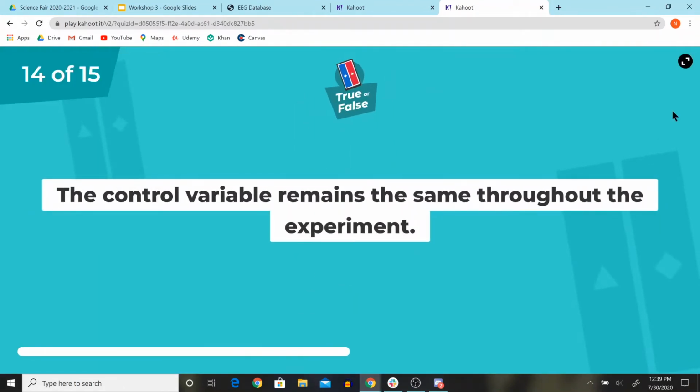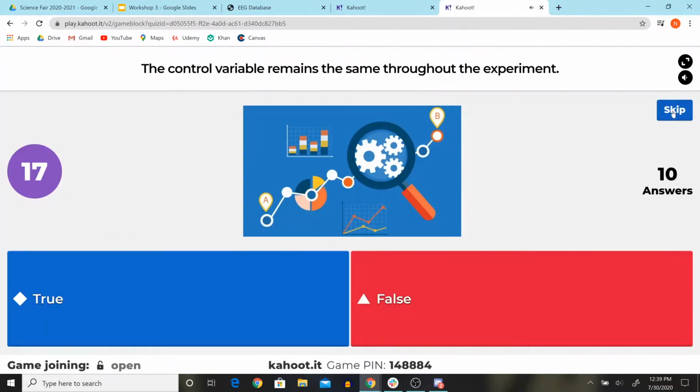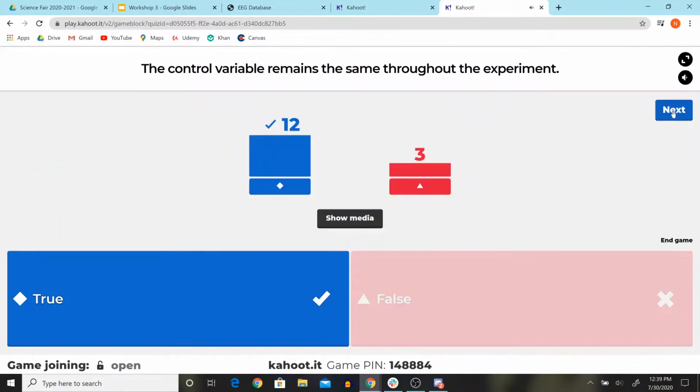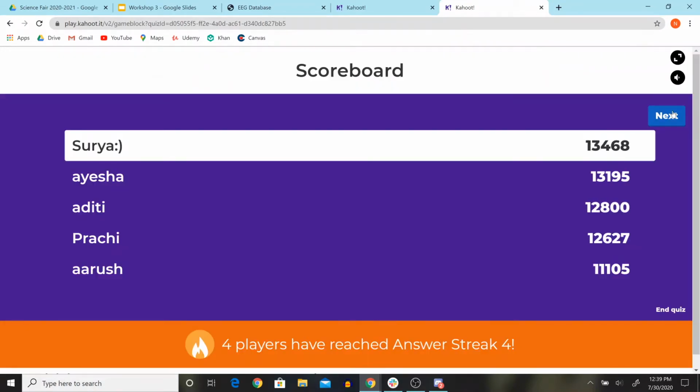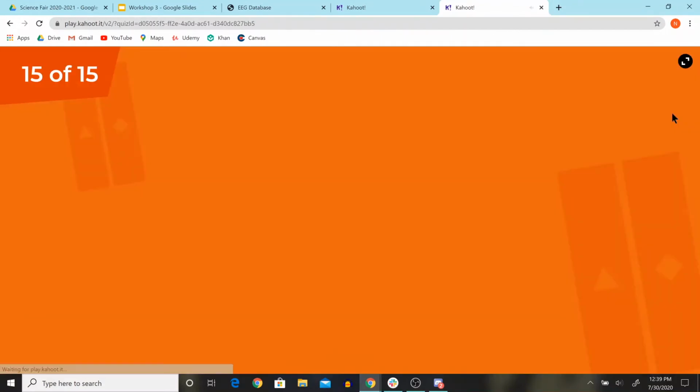Second to last question: the control variable remains the same throughout the experiment. True or false? Bingo. Okay, so it remains true throughout the experiment because these are the variables that are controlled, right? They stay the same, and that's what it's about.